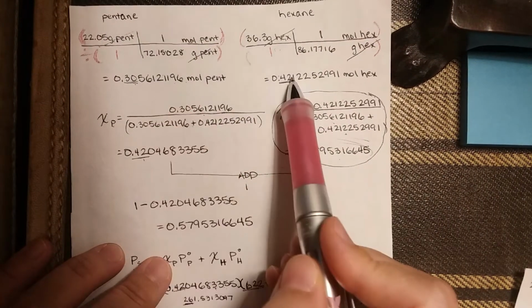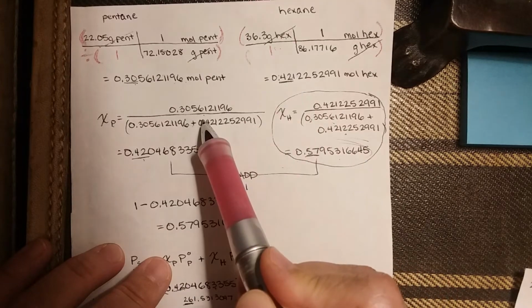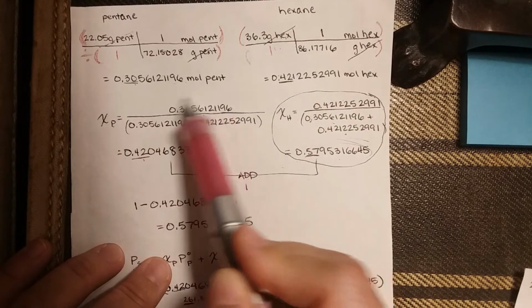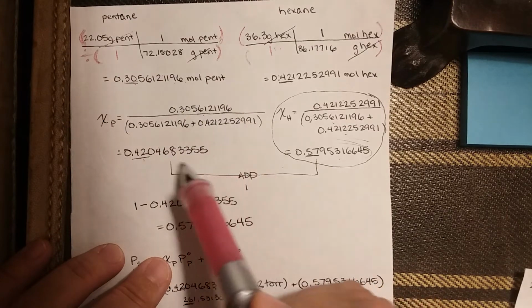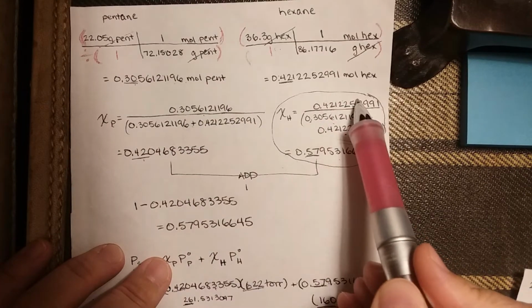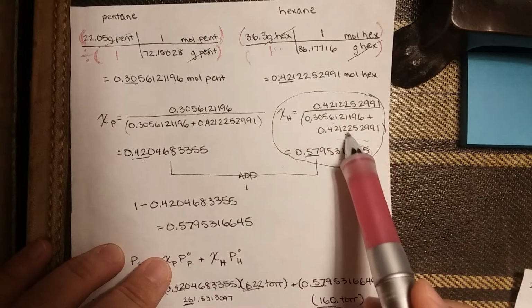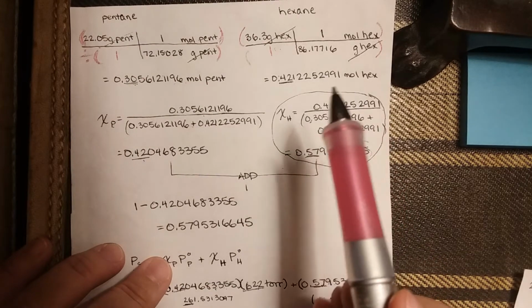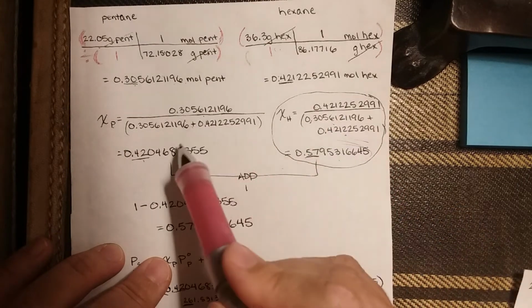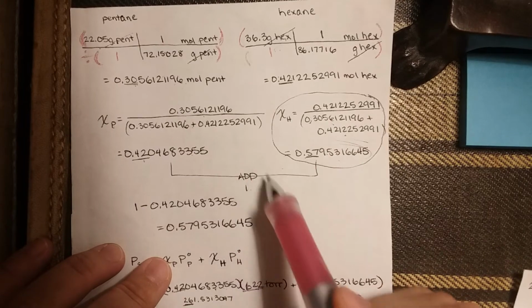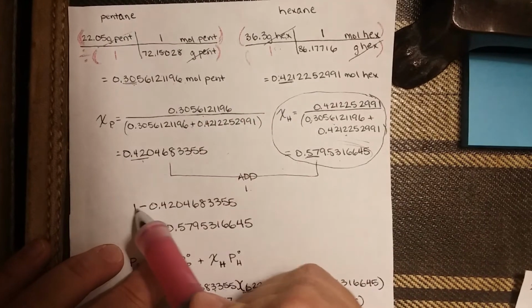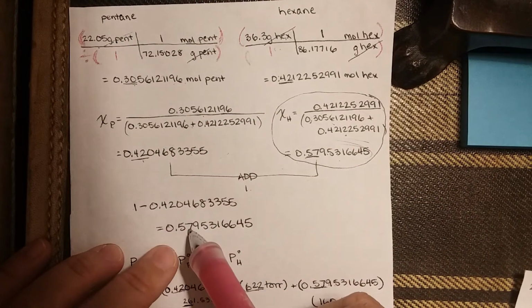So I'll just say you add these two up to get your denominator. And then for pentane, you put the moles of pentane on top of your total, and you get that. And for hexane, you put your moles of hexane on top of your total, and you get that. But a shortcut to remember is that our two mole fractions, which are actually decimals, add up to 1. So once you get this one, you can just say 1 minus that one to get the other one.